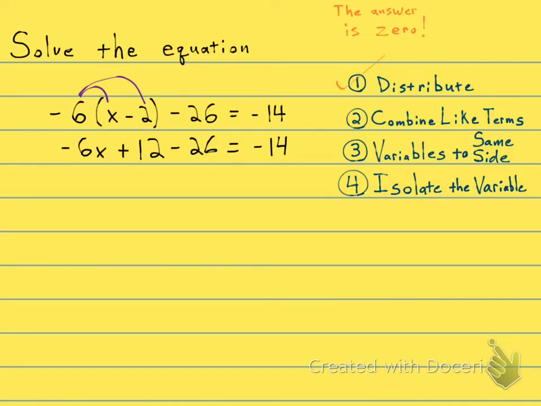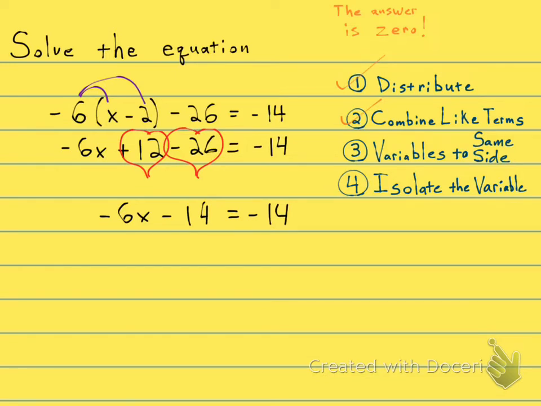Step 2, combine like terms. Well, on the right-hand side, of course, I don't have any like terms. It's only one term. And on the left, I do have two like terms. Here they are. This 12 and this minus 26 are like terms. Oh, they're going to go together. It's going to give me negative 6x minus 14 equals negative 14. And we have combined like terms.